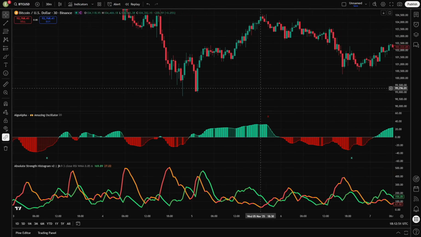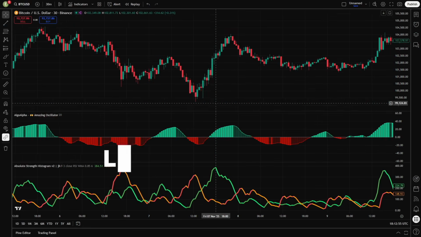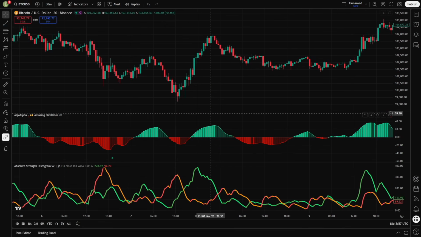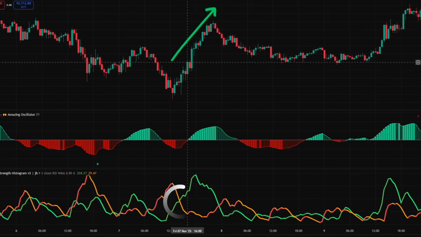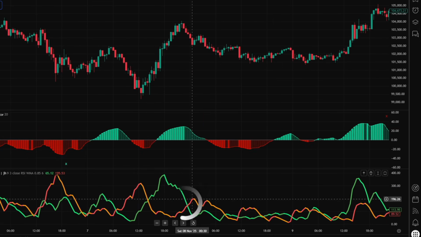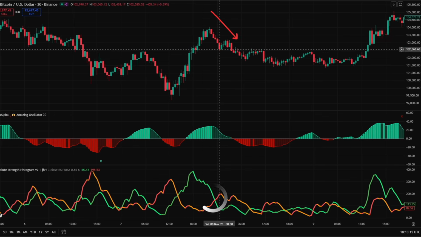To turn this into a complete trading system, we need a filter to know exactly which way the wind is blowing. For this, we utilize the absolute strength histogram. Let's break down how it works. Just look at the lines. It's dead simple. Whenever the green line is above the red, we are in a bullish trend. Conversely, if the red line takes the top spot, bears are in control.